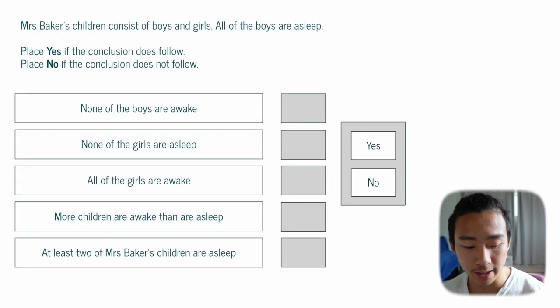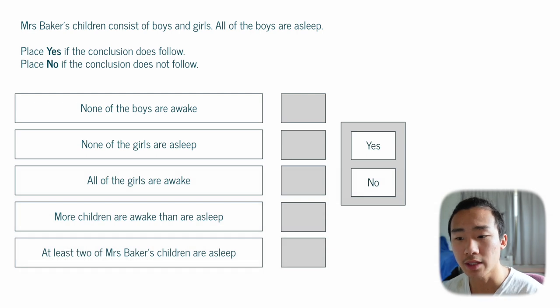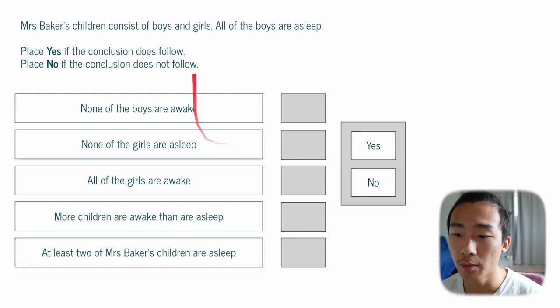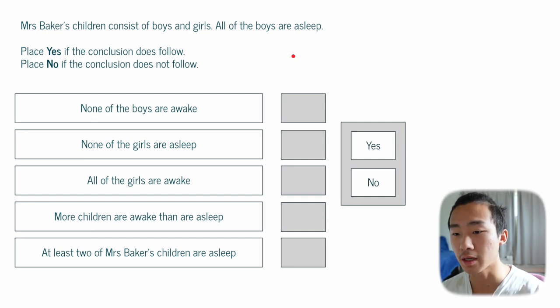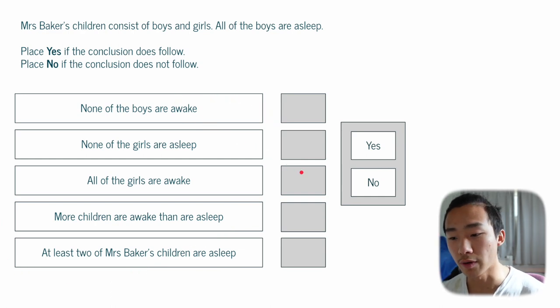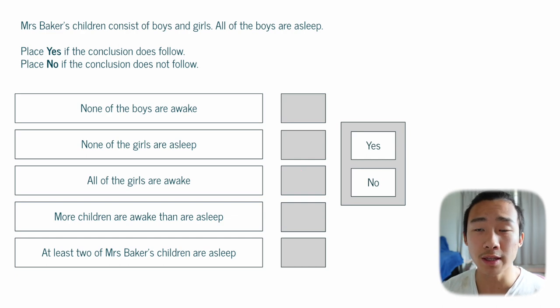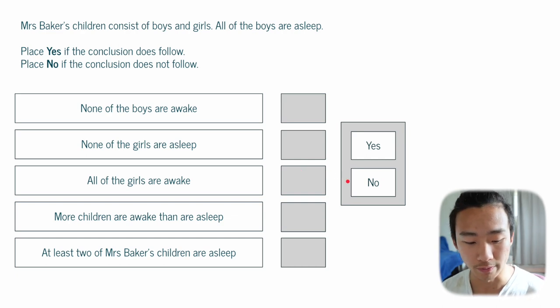Now let's move on to the next one, which is called syllogism. So basically you get two statements at the top. This one is quite simple and straightforward. You need to conclude whether the bottom conclusions are true or false. True means they're 100% true, but if there's only a chance that this might be true, then you're going to put a no for that one.